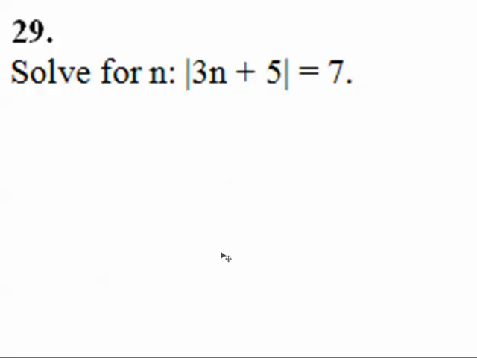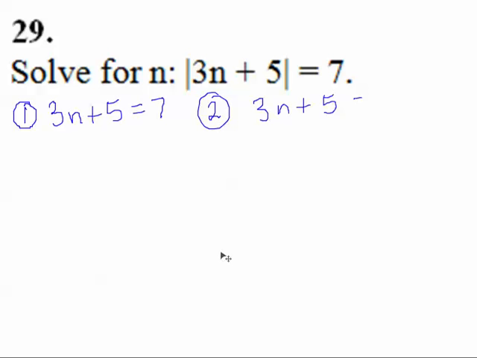This is our last one, guys. We have one more to solve, one more absolute value equation to solve. I'm going to do the exact same thing I did before. I'm going to say 3n plus 5 equals 7 for the first equation. For the second equation, I'll say 3n plus 5 equals negative 7. When I solve these two equations, I will have two answers for my absolute value.